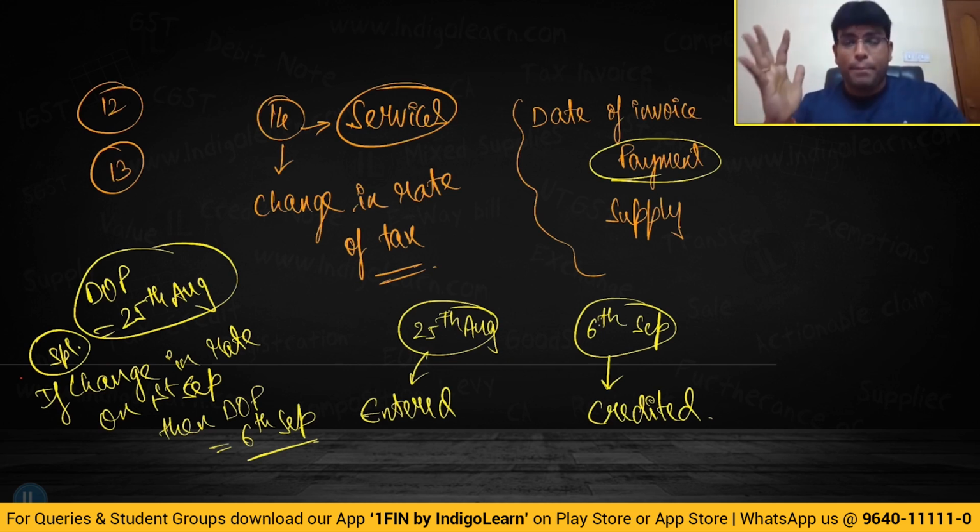In general, date of payment means date when payment is entered in the books, date when payment is credited in the bank, whichever is earlier. But if credit in bank is after 4 working days from change in rate, then date of payment means date when payment is credited in the bank.